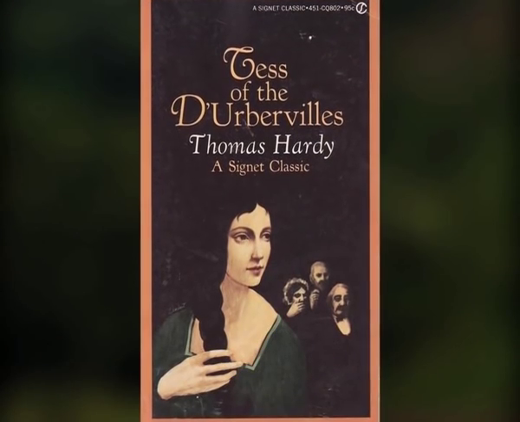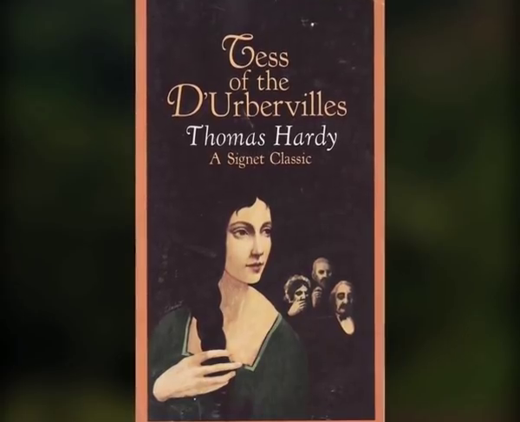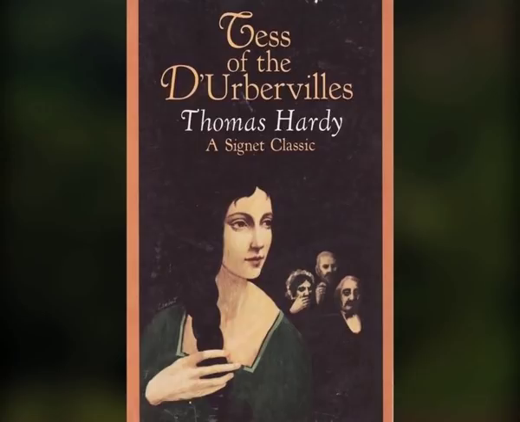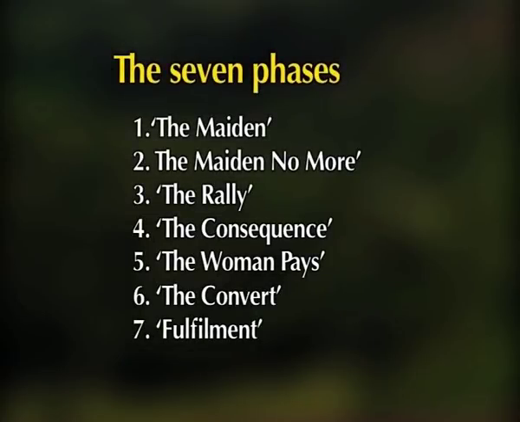The novel Tess of the d'Urbervilles is divided into 7 sections titled as phases. The 7 phases are the maiden no more, the rally, the consequence, the woman pays, the convert, and the fulfillment.